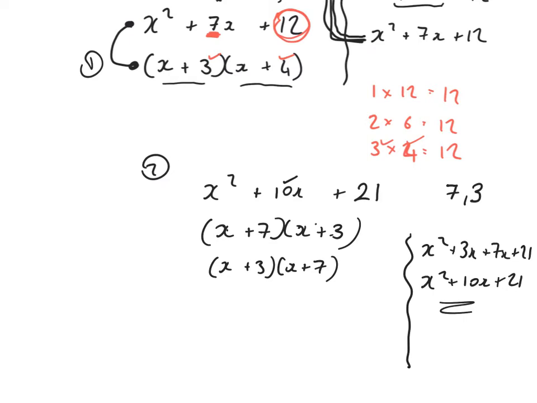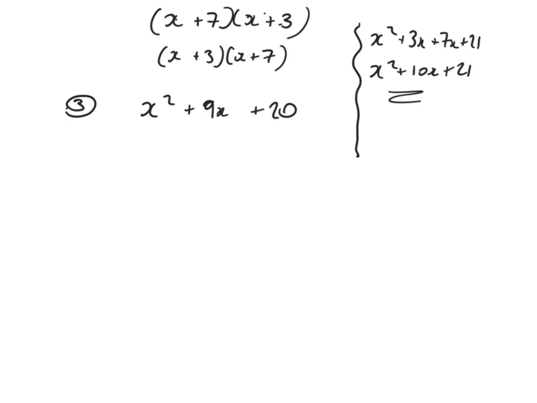Okay. So, example 3. x squared plus 9x plus 20. I'm looking for two numbers that multiply to give 20, add together to give 9. So some numbers that multiply to give 20 could be 1 times 20, 2 times 10, 4 times 5, but it will be 4 times 5 because 4 plus 5 is also 9. So (x plus 4)(x plus 5). So remember, it's two numbers that multiply together to give the end number and add together to give the middle number. Two numbers that multiply to give 20 and add together to give 9 is 4 and 5.